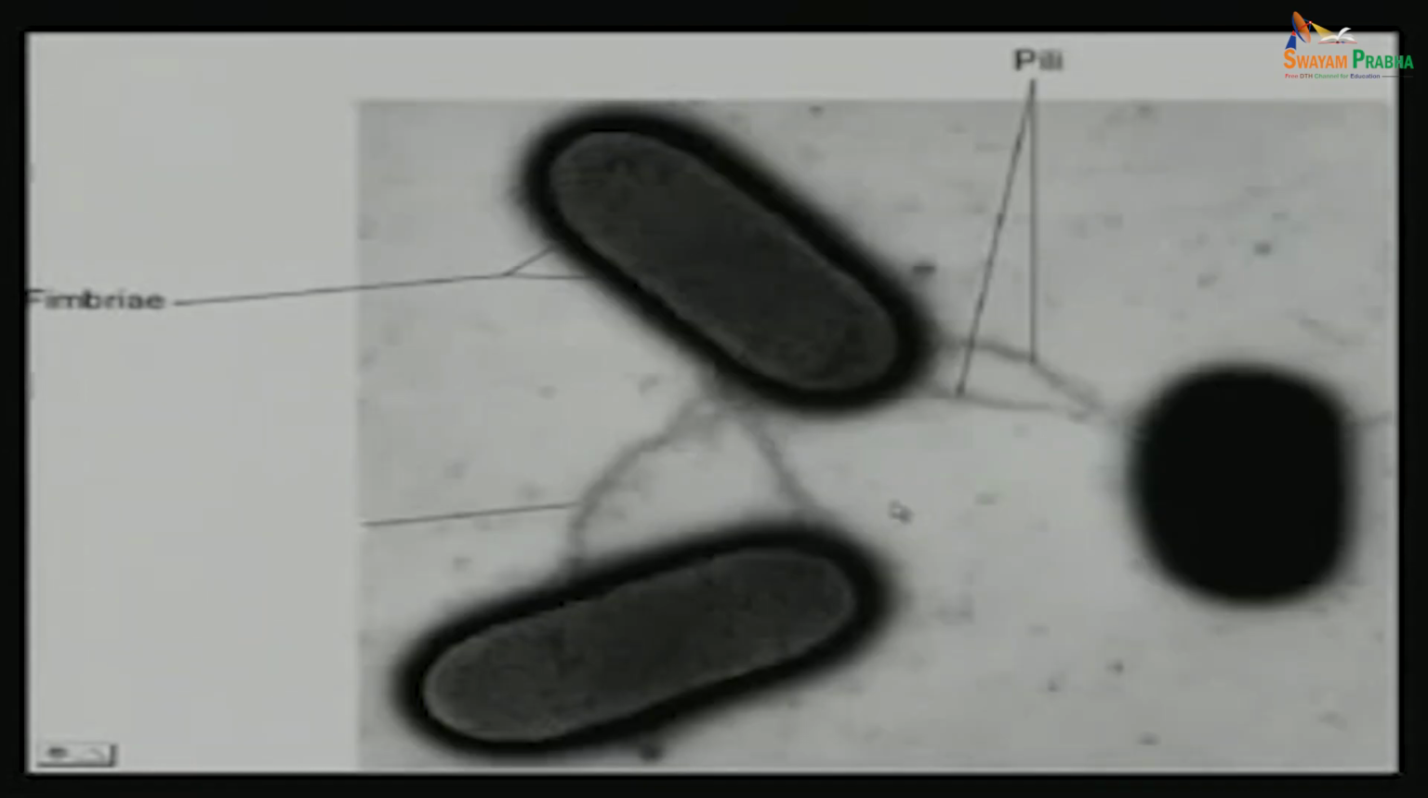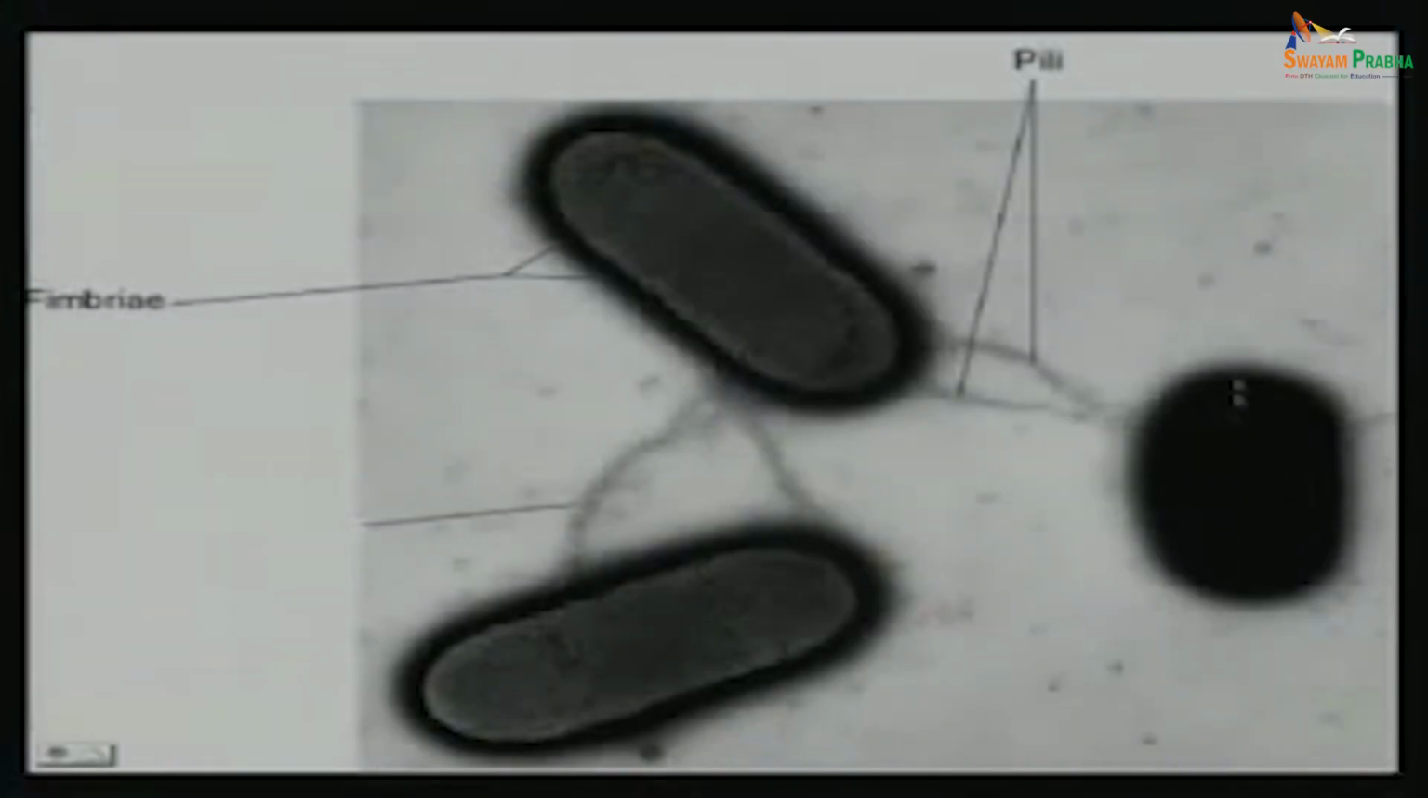See the electron microscopic view. This is the pili of gram-negative bacteria. It helps in conjugation. When it is going for reproduction, one cell comes in close contact with another cell. So, this is one cell and this is another cell.